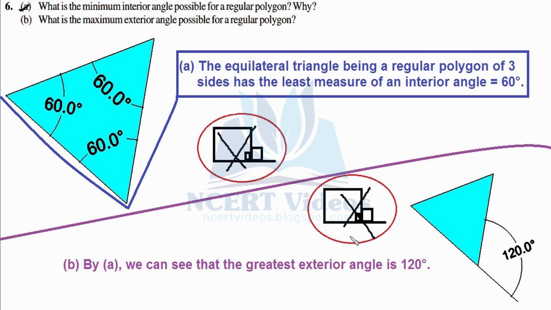Therefore, for the reason part, we write: from figure A, we can see that the greatest exterior angle is 120 degrees, which we have shown in this figure. The important points in this question were regular polygon, and in the A part we needed to find the minimum interior angle, which we found as 60 degrees, and in B part we had to find the maximum exterior angle, which we found as 120 degrees. With this, our last question, question number 6 of Understanding Quadrilaterals, Mathematics Class 8th, Chapter 3, Exercise 3.2, has been solved.